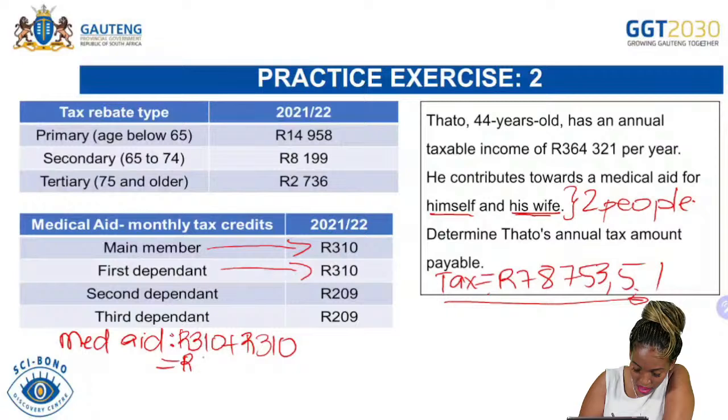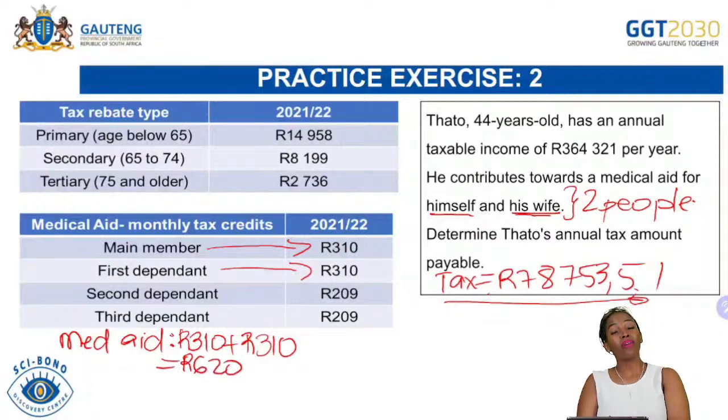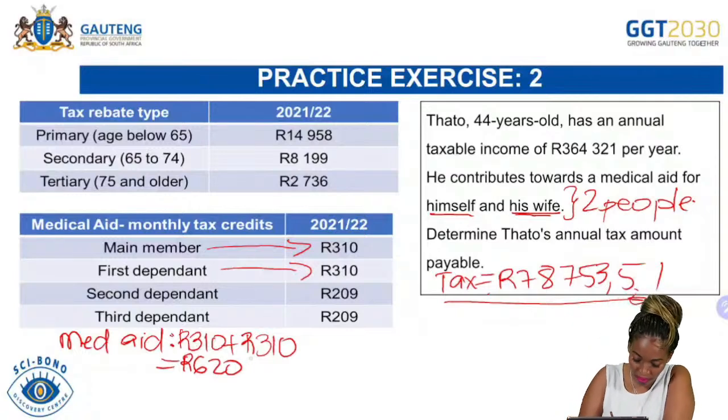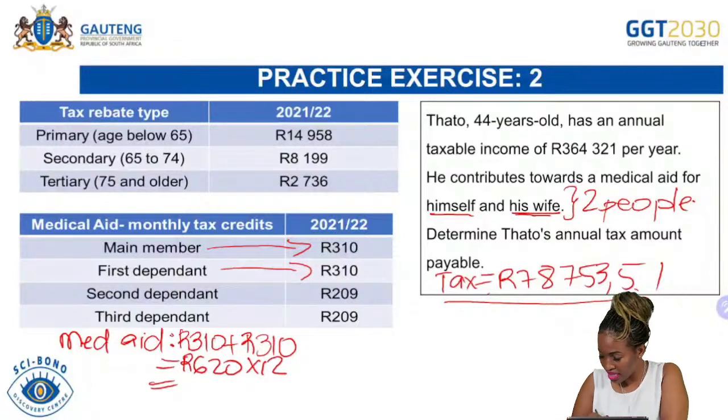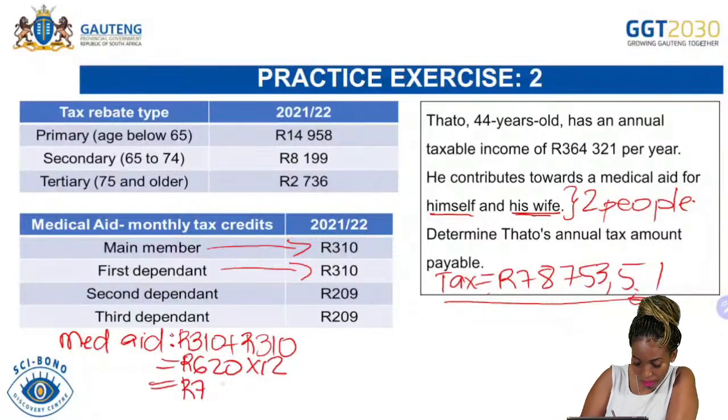So it is 310 plus 310, it is 620. But remember, this is monthly. And we say in income tax, we always work with annual amounts. So you take your calculator, always use your calculator. No matter how good you are with mental maths, always use your calculator. So it is 620 multiplied by 12. Let me show here. Multiplied by 12. The answer is 7,440. This is for medical aid.